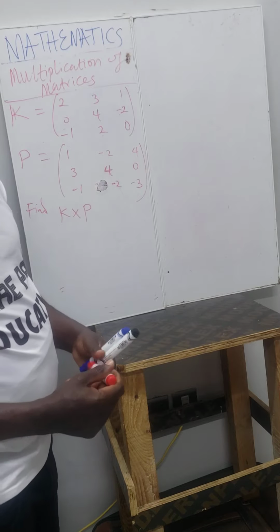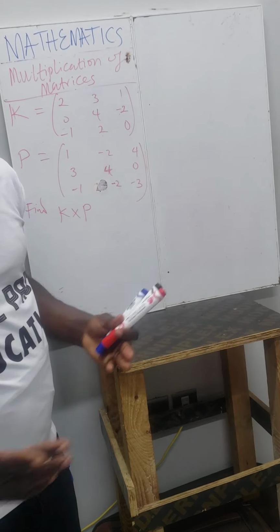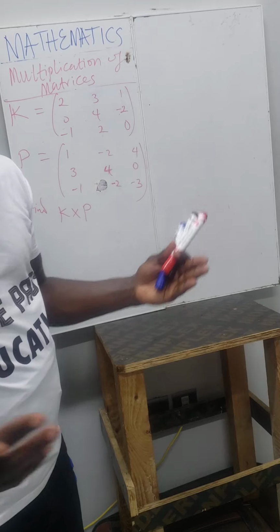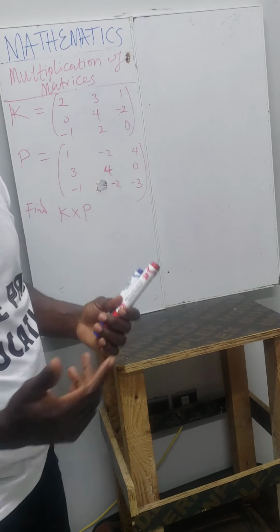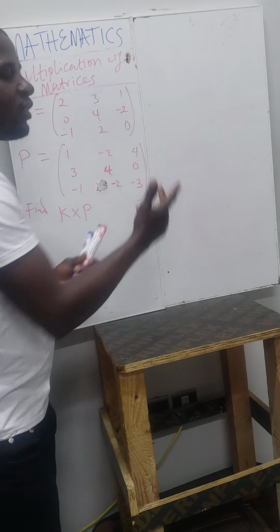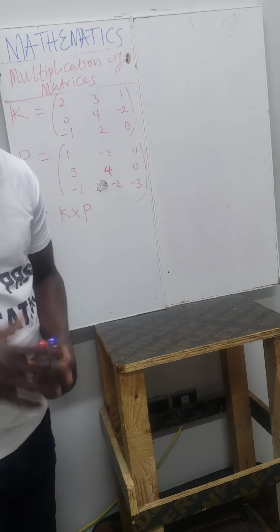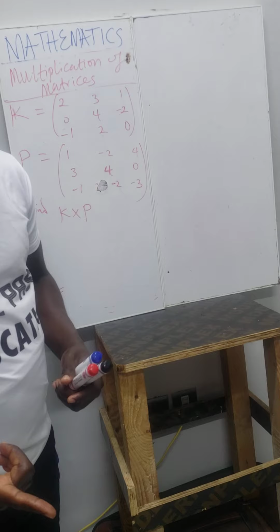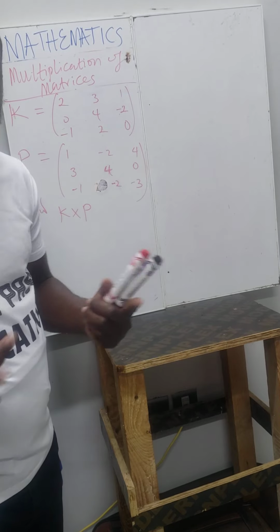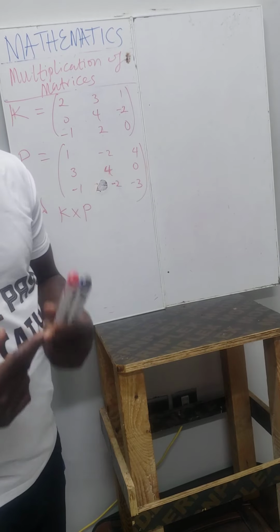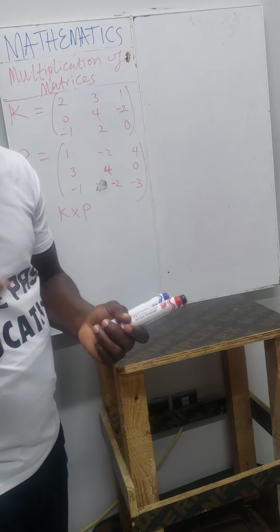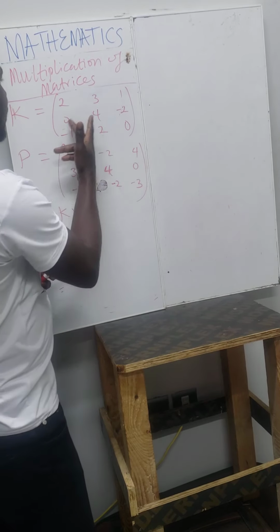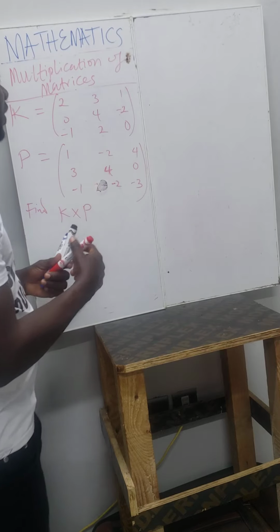Don't forget the first thing that should come to our mind anytime we are dealing with multiplication of matrices. The first thing before we even start anything at all is to test the two matrices to see if they are multiplicable or not multiplicable. It is not every two matrices that are multiplicable. There are some matrices that are not multiplicable. You understand that? Let's test if these two matrices are multiplicable.